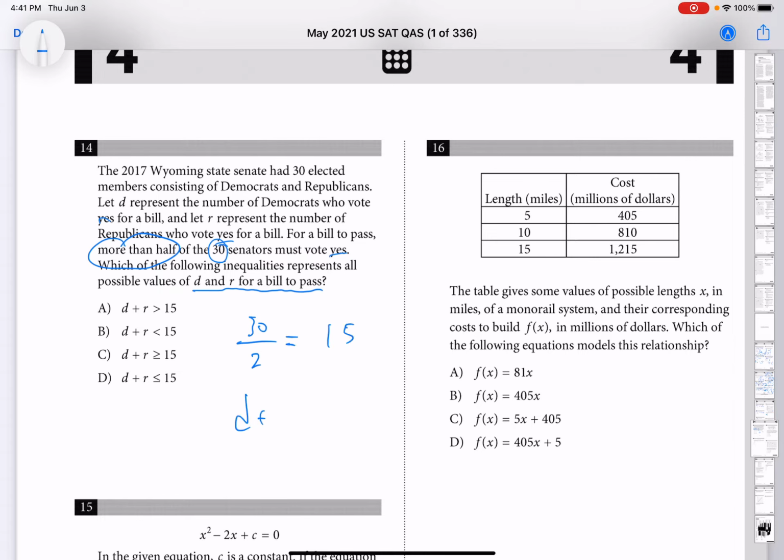But D and R has to be greater than 15. It cannot equal 15. It's certainly not going to be less than 15. So it has to be A, because this is the only one where it's going to be greater. You cannot use the one that's going to be equal to 15 because it won't pass. It specifically says that it has to be more than half.